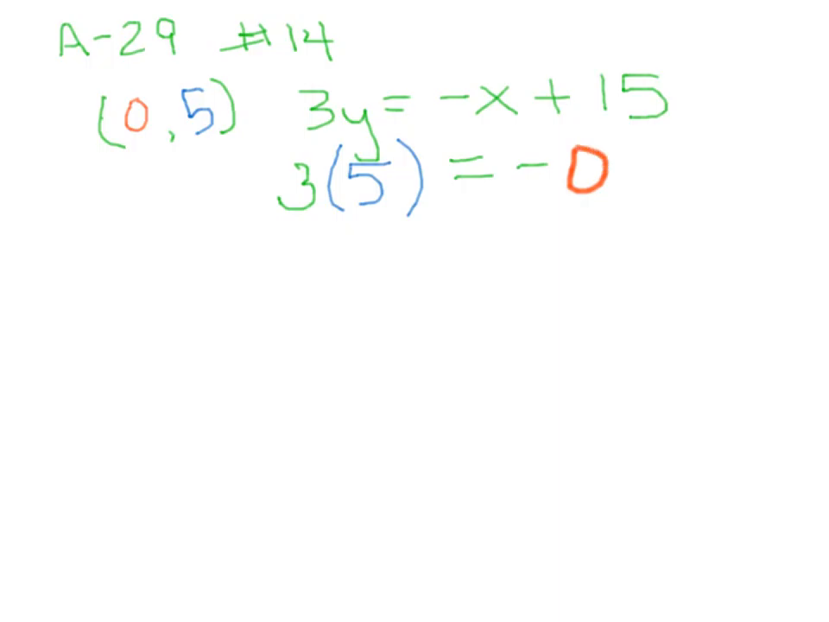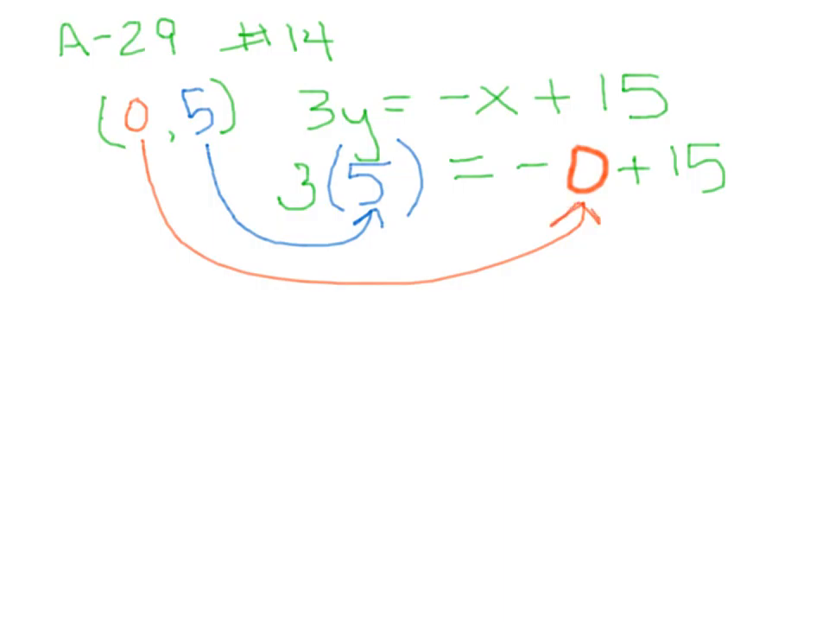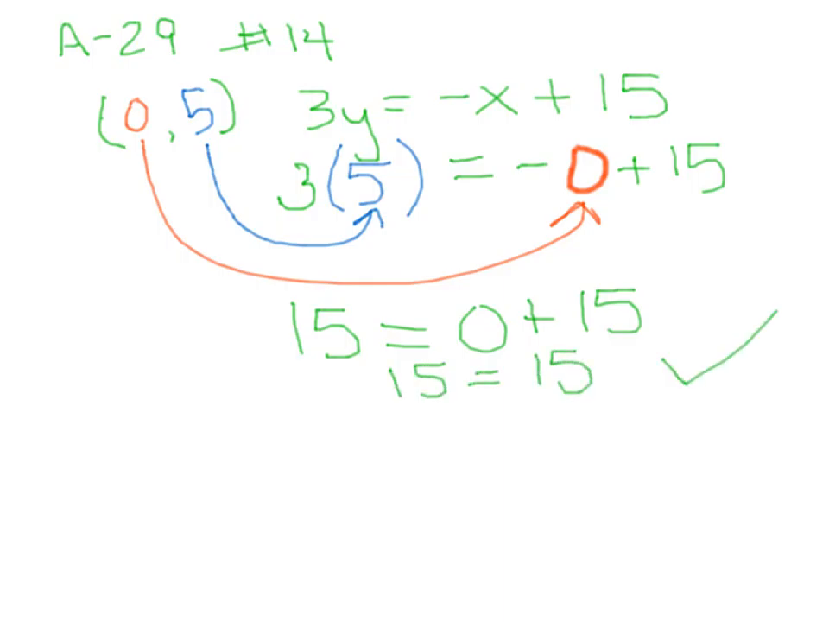And then over here, I'm going to go back, and I'm going to add to that my 15. So all I did was substitute my y into the equation, and then I substituted my x into the equation. There we go. And now I'm simply going to go ahead and multiply through. Well, 3 times 5 is 15, is equal to the opposite of 0 is 0, plus 15. I get 15 is equal to 15, and sure enough, that checks.